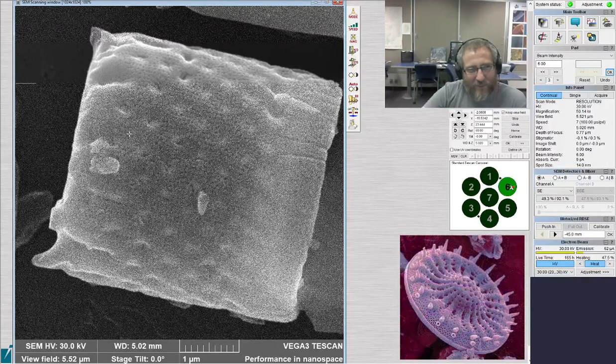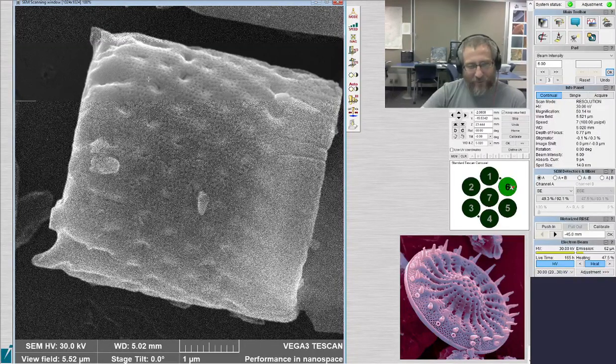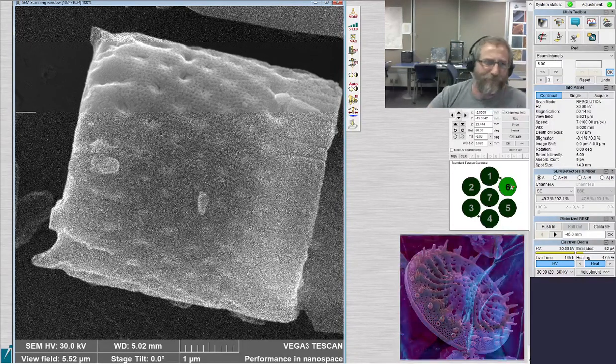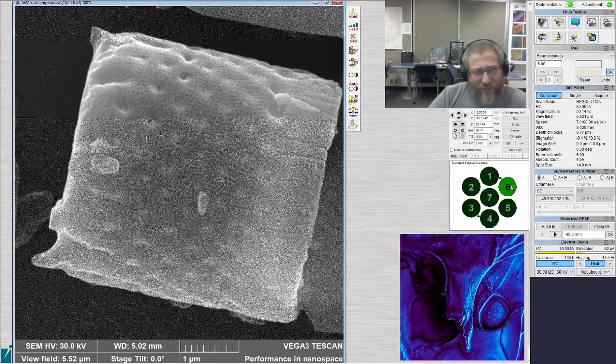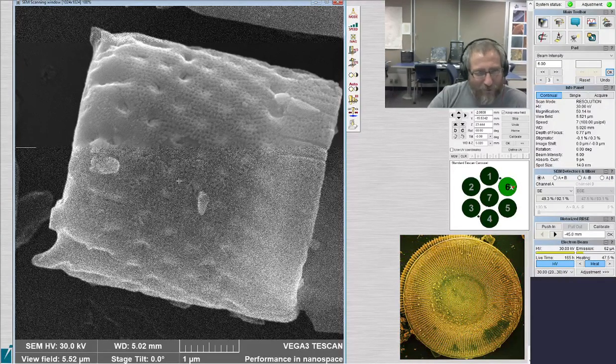What in the world? It's like big holes and little holes. Yeah. Like all the diatoms. Also, these are slit shaped. Yeah, this is really weird looking. These are slit shaped pores.